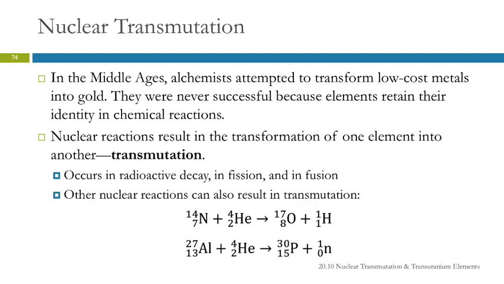Here's a couple of examples. Here's nitrogen-14 plus helium-4 makes oxygen and hydrogen. Okay, these equations just don't match up with what we learned in balancing equations in Chem 1A, right? Nitrogen plus helium makes oxygen plus hydrogen. Yeah, that's weird. Aluminum plus helium makes phosphorus and a neutron. Very strange. Nuclear.